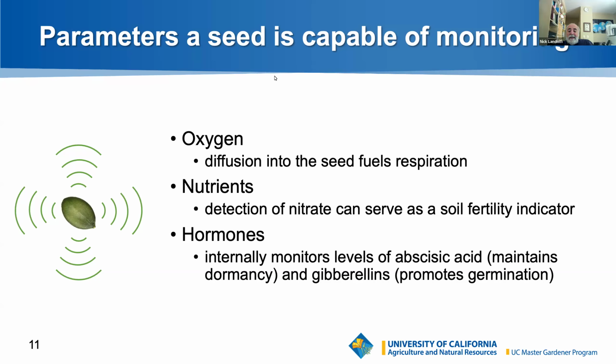And finally, a seed can internally monitor the levels of two hormones, abscisic acid and gibberellins, that maintain dormancy or stimulate germination, respectively. As the ratio of these hormones changes, germination is initiated.